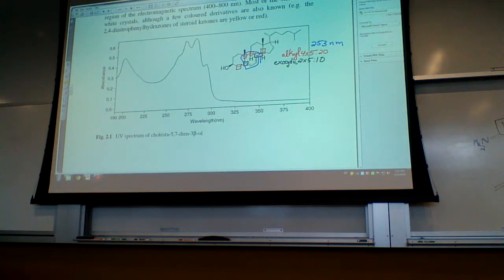I believe that is all that we need to add for that one. No extended conjugation and no polar groups attached. So if we add that all up, we are going to get 283 nanometers for our lambda max. And here's the UV-vis spectrum.